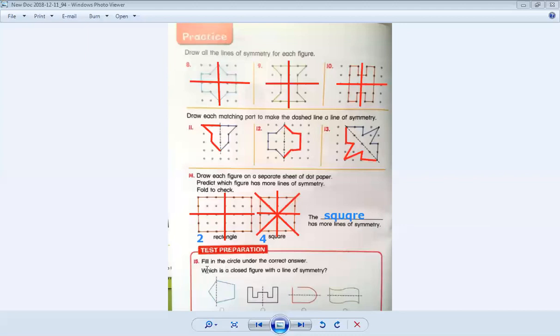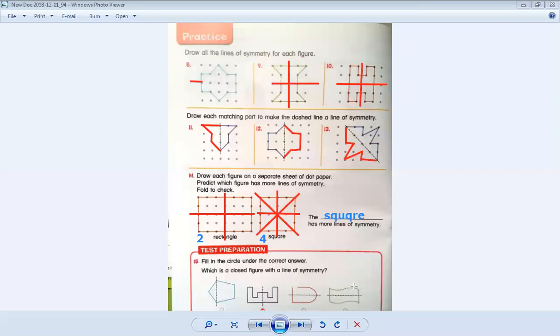The last one here, fill in the circle under the correct answer, which is a closed figure with a line of symmetry. Is this a closed figure? Yes. But is this a line of symmetry? No. It doesn't divide the figure into 2 matching halves. Is this a closed figure? Yes. Is this a line of symmetry? Does it divide it into 2 matching halves? What do you think? Yes. So I can fill the circle here.